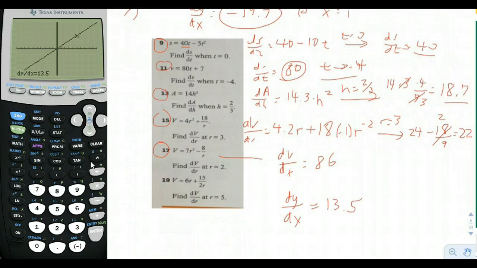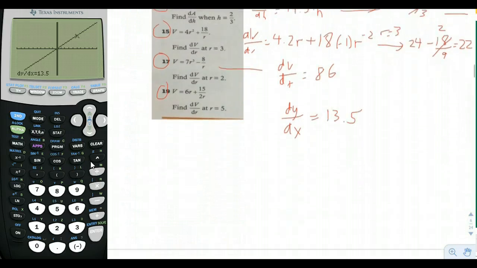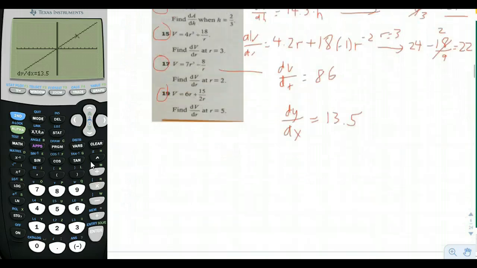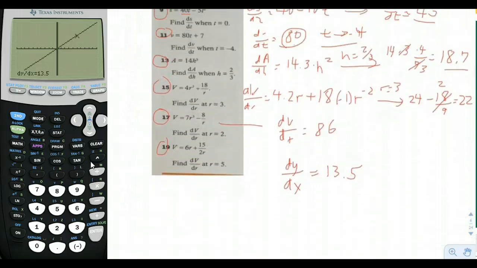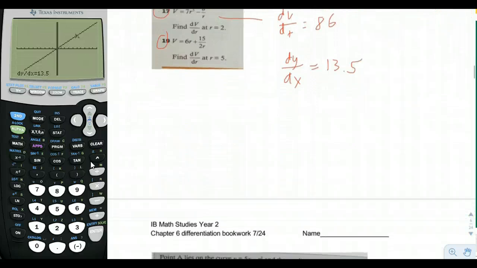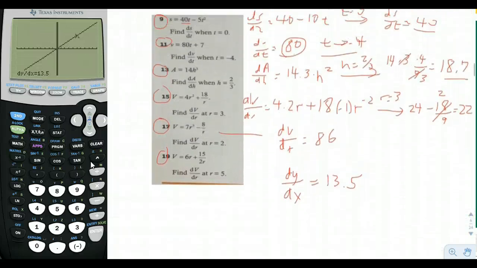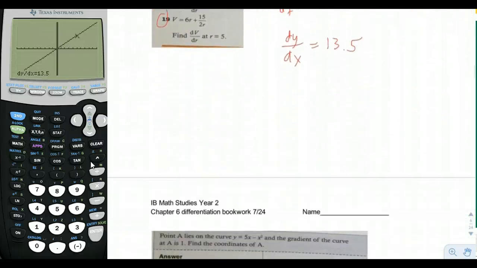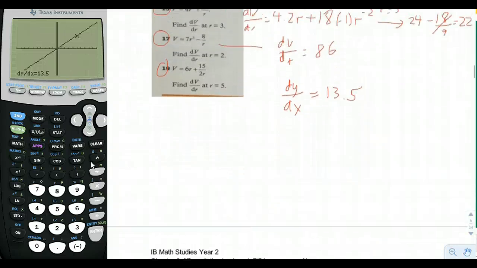Okay? So that's how you do it with the calculator, and that is the end of page, what did you say? It's page 5 and 6, I guess. Okay?